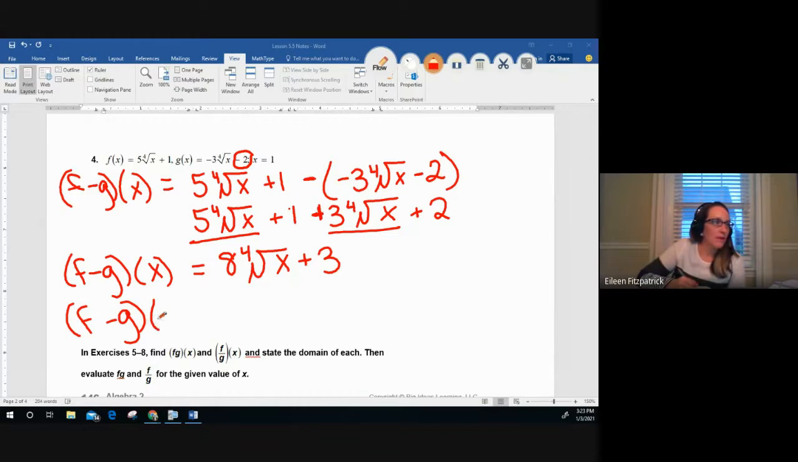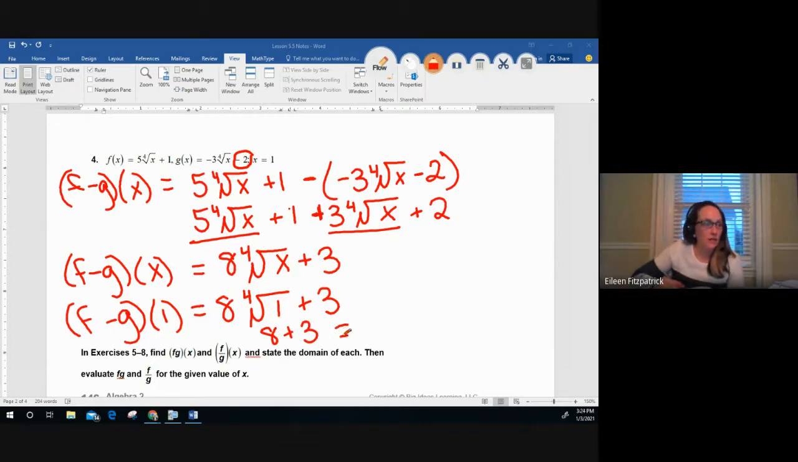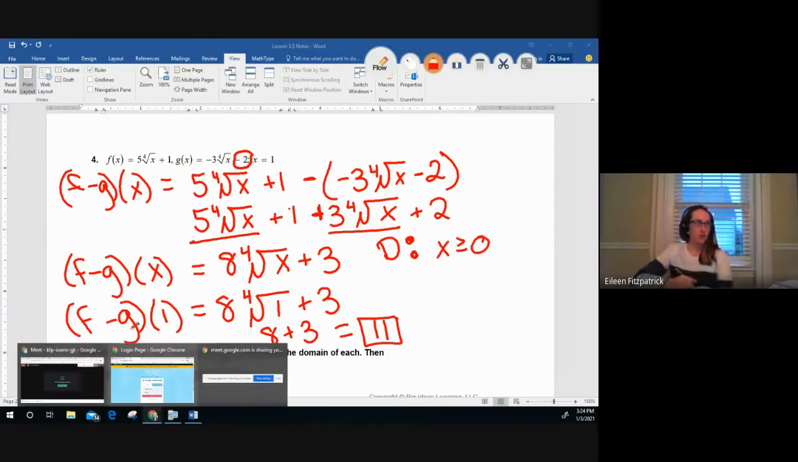Okay, and evaluating at 1. So I have 8 times the 4th root of 1 plus 3. So the 4th root of 1 is 1 times 8 is 8. And then 8 plus 3 is going to give you an 11. Okay, I didn't talk about the domain up here. For the domain, you can't take a cube root of a negative. So x has to be greater than or equal to 0. Okay, so this is correct.